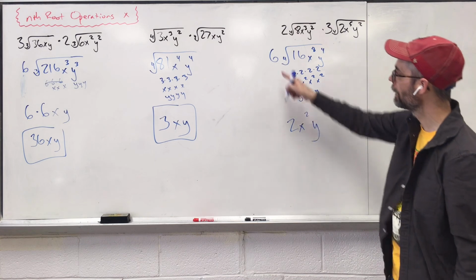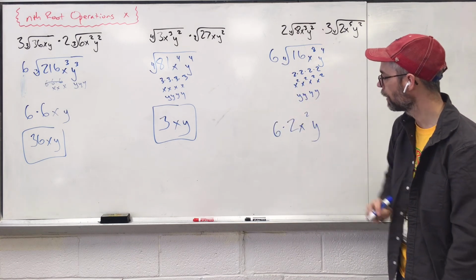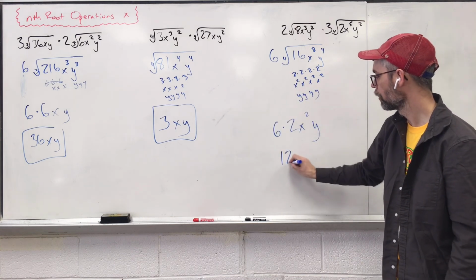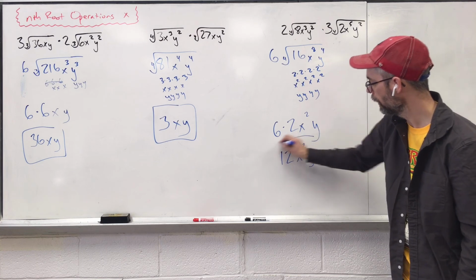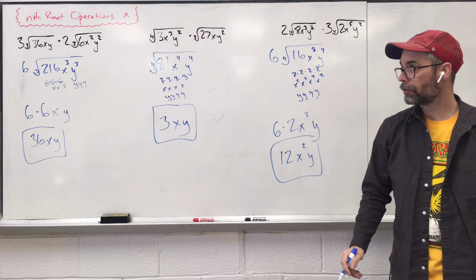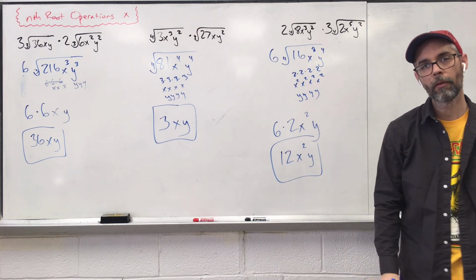Hold up, we had this original 6 in the front. Let's bring it down, put those two things together. 12x squared y. Congratulations, that is using nth root operations with multiplication.